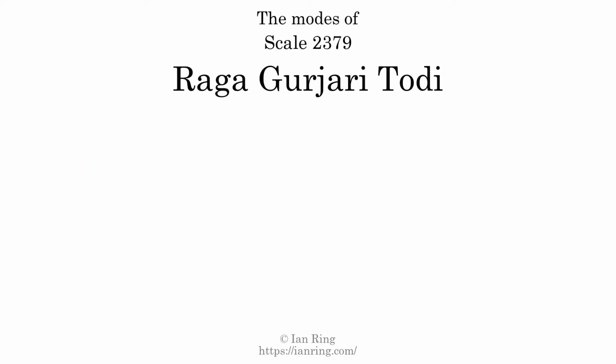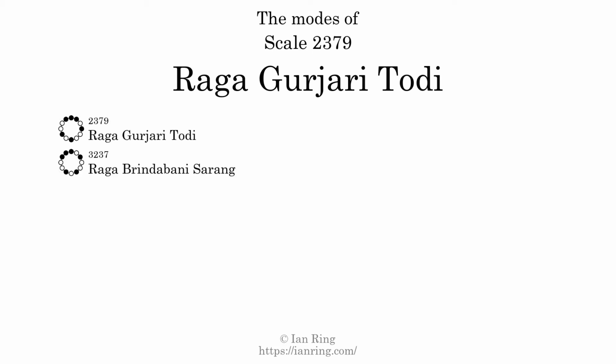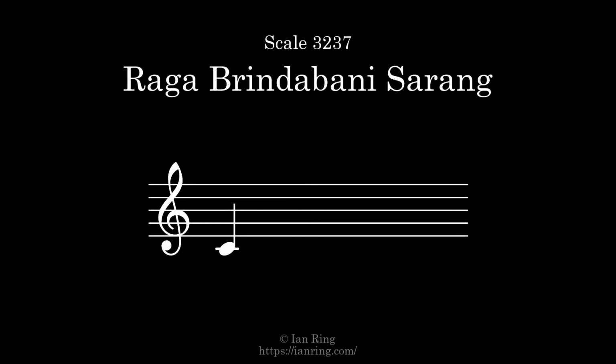This scale has 6 modes. The first mode is itself. The second mode is scale 3237, also known as Raga Brindabani Saran. It sounds like this.